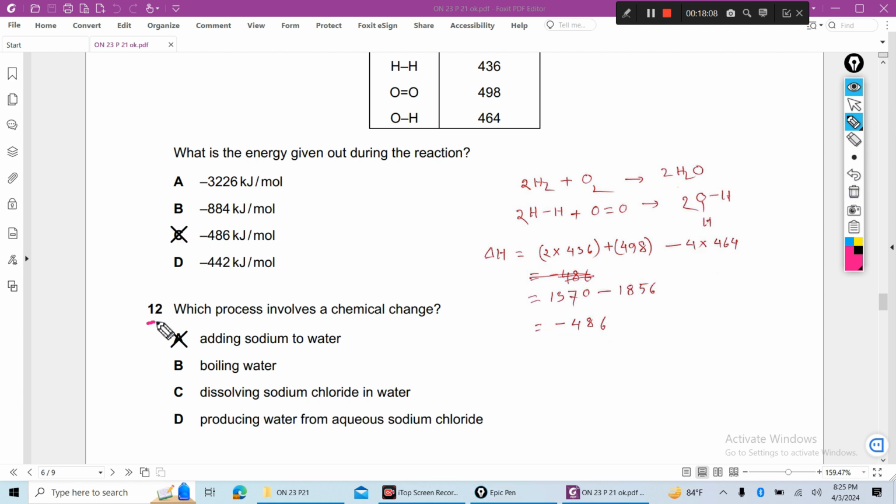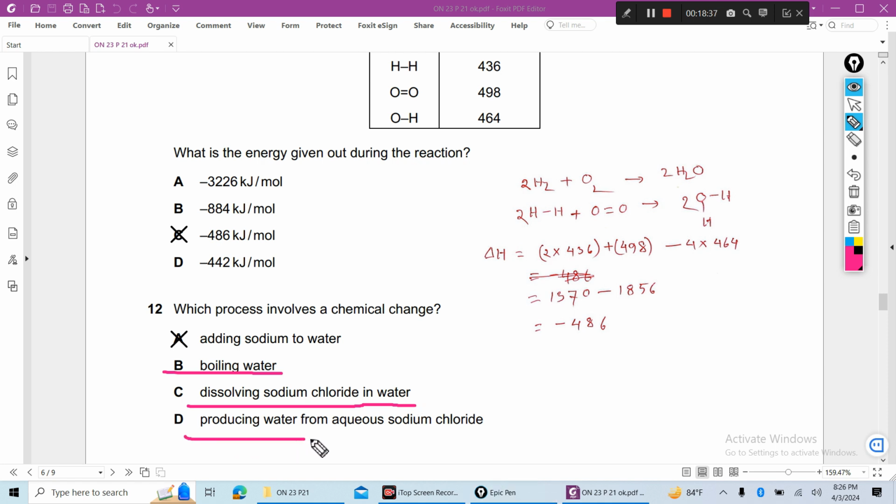Next, which process involves a chemical change? Answer is A, adding sodium to water. If you add sodium to water, sodium hydroxide plus hydrogen is produced. So this is a chemical reaction, chemical change. But boiling water, physical change. Dissolving sodium chloride in water, no reaction here, just dissolve, physical change.